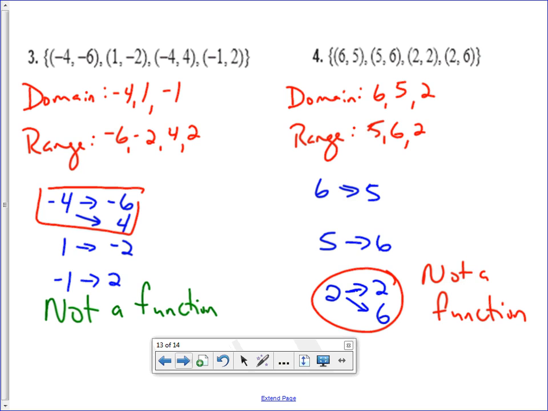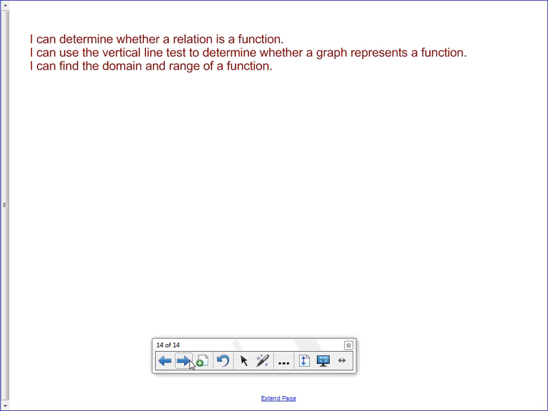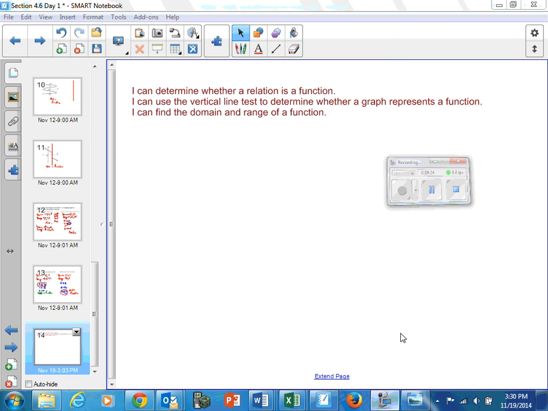Okay, so hopefully, we're at the end of the video. Hopefully you can say these three things. I can determine whether a relation is a function. I can use the vertical line test to determine whether a graph represents a function. And I can find the domain and range of a function. That's all I have for you. So that is a wrap.